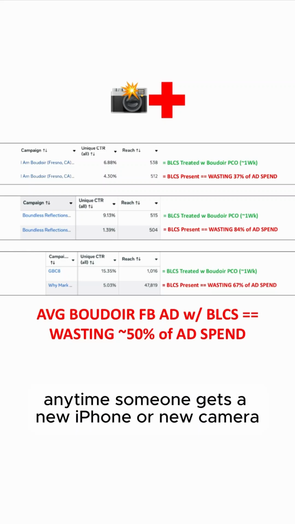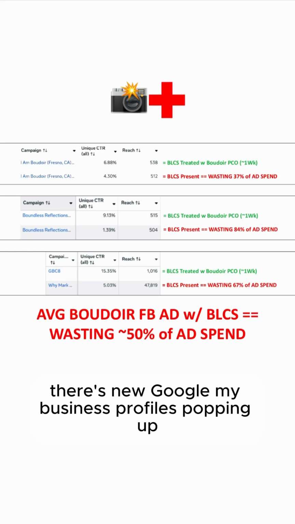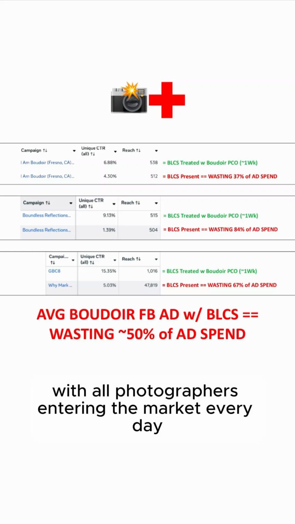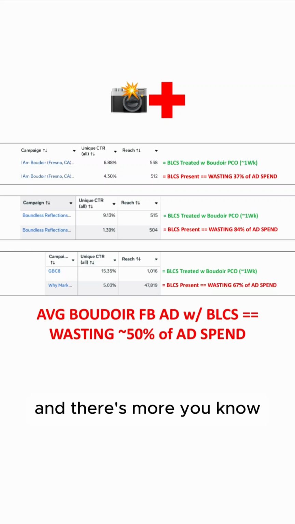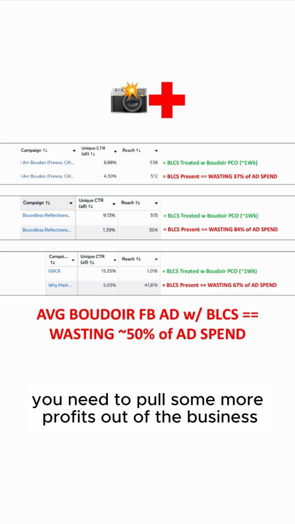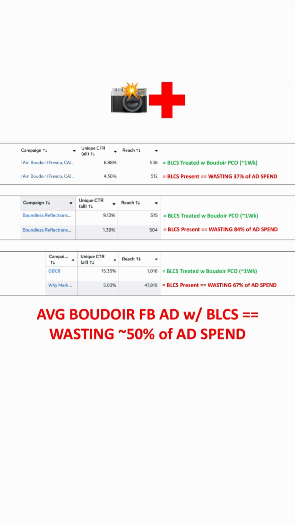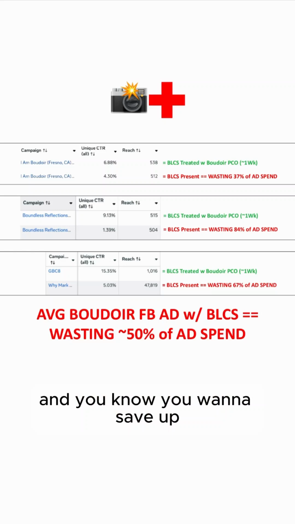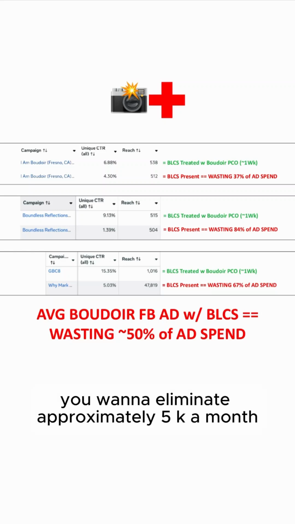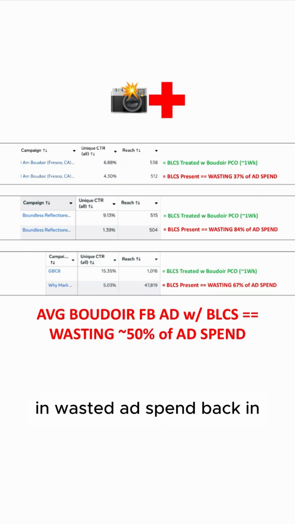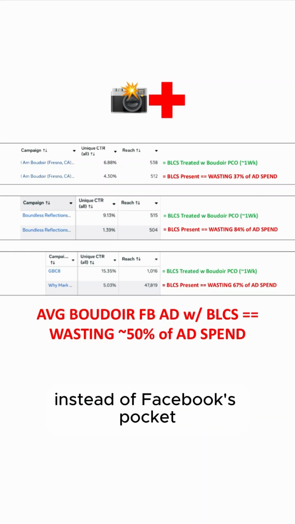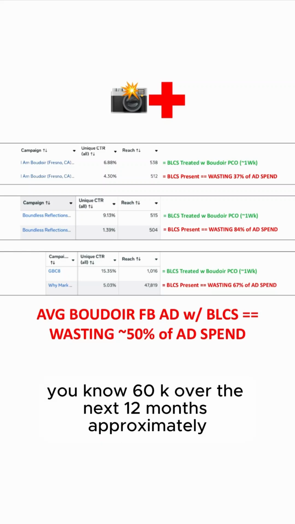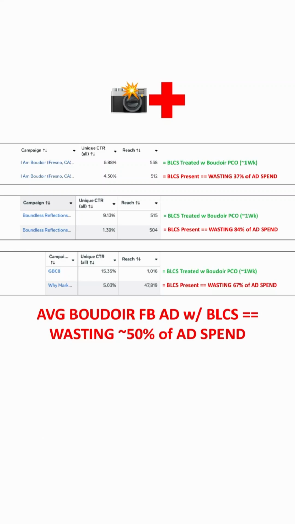Anytime someone gets a new iPhone or new camera, there's new Google My Business profiles popping up. More boudoir photographers entering the market every day, and there's more inflation in life. So you need to pull some more profits out of the business, and you want to save on average, you want to eliminate approximately 5K a month in wasted ad spend. Put that back in your pocket instead of Facebook's pocket, where it's being wasted. 60K over the next 12 months approximately.